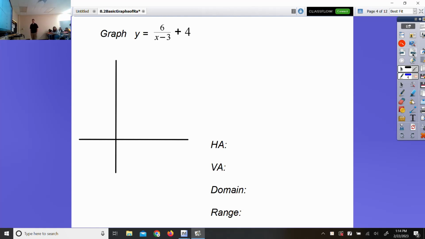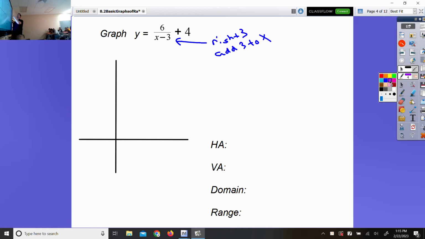Here's your first child graph. Y equals 6 over x minus 3 plus 4. Based on what you've seen in the past, and of course based off those instruction sets, what does this mean to you? X minus 3. It means right 3. It also means add 3 to x. Because if you're shifting the graph right 3, what are you actually adding to x? 3.